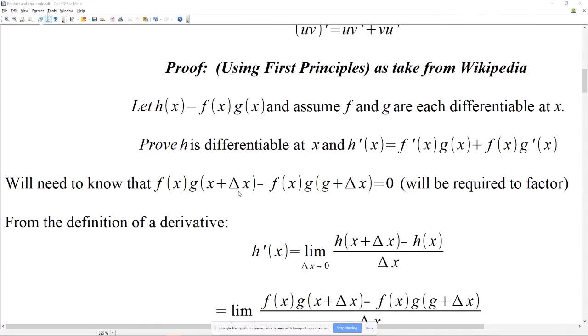Well, no. You're jumping ahead. Right here, f of x, g of x plus delta x minus f of x, g of x plus delta x. I am taking one term and then subtracting the same term. These two terms cancel each other out. They're zero, no matter what values you put in. It's basically saying x minus x equals 0.